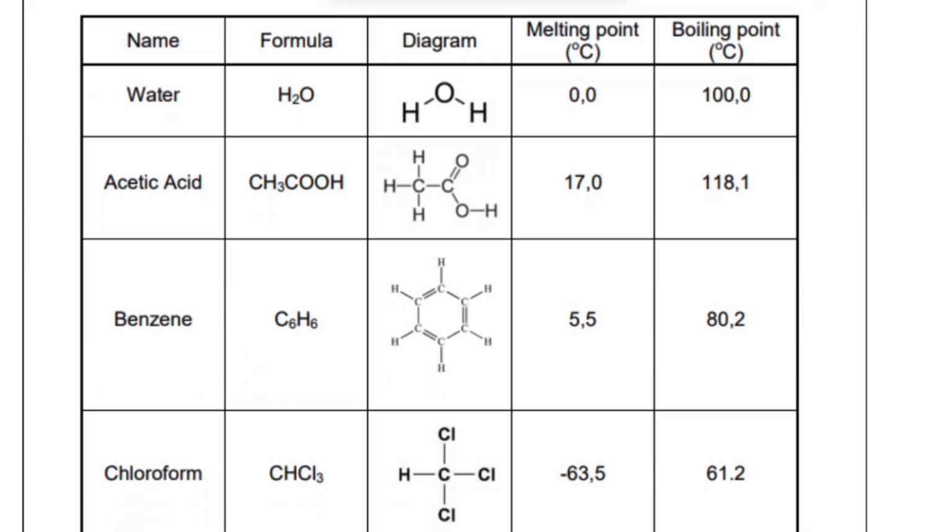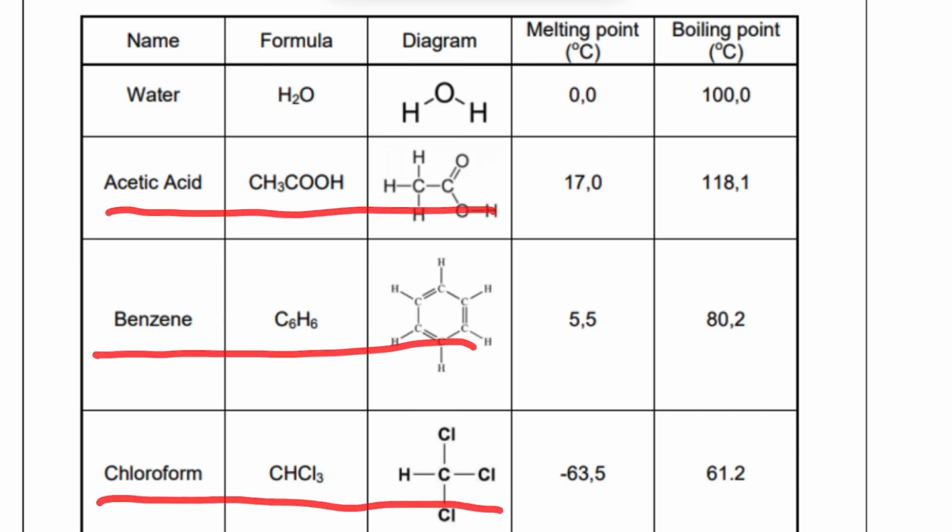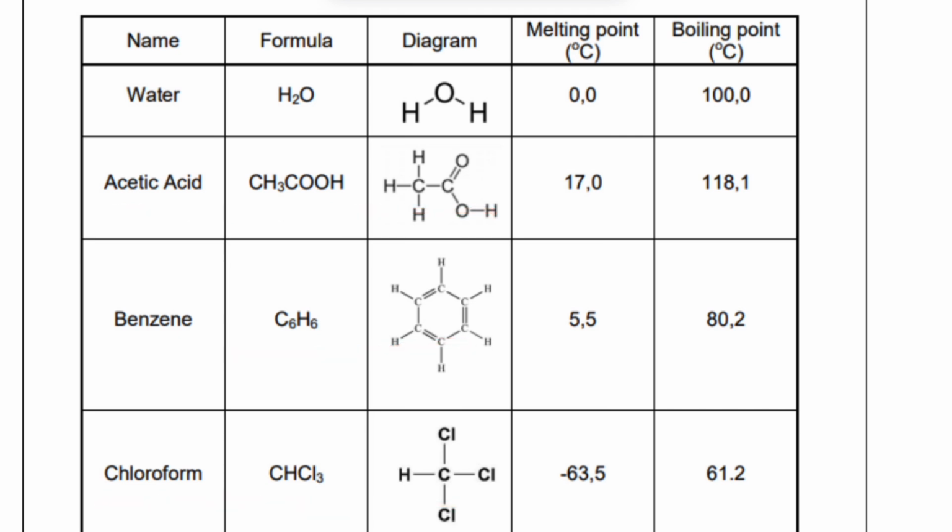So we have different compounds here. We have water, acetic acid, benzene, and chloroform, right? We are given their boiling points and melting points. If you look at these molecules, the one with the greatest boiling point or melting point is the one that has the strongest intermolecular force.